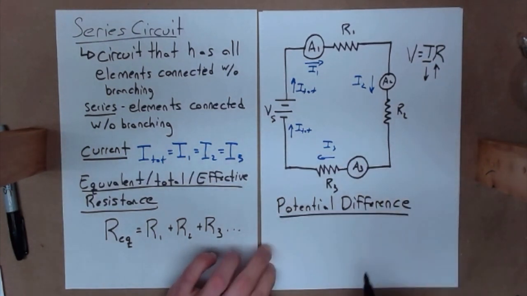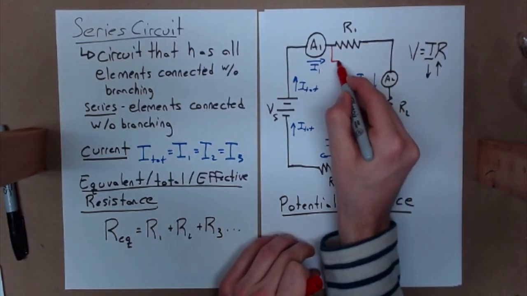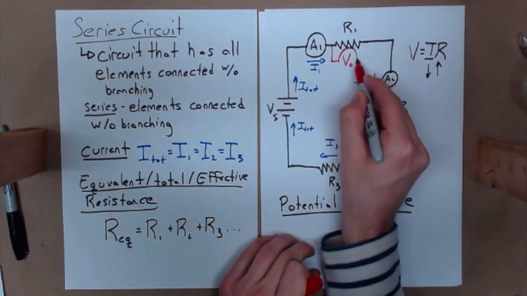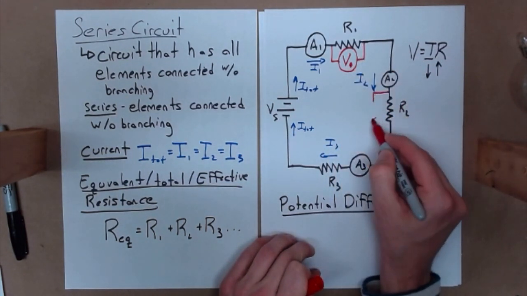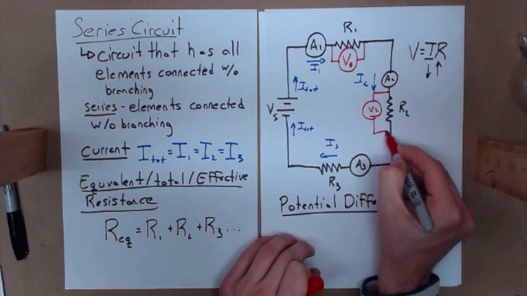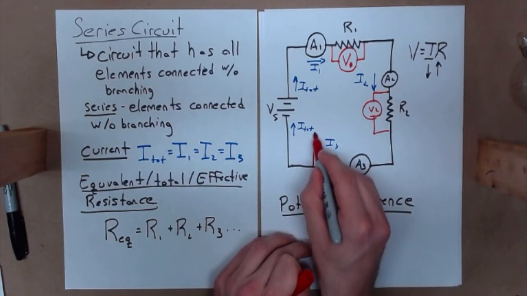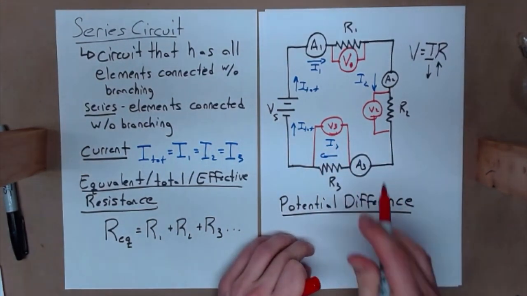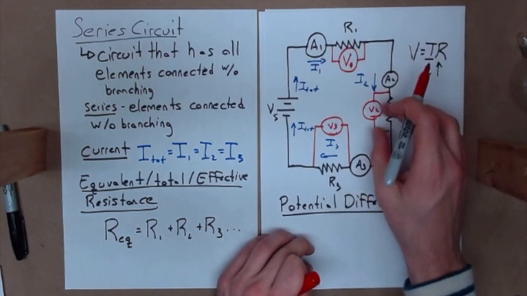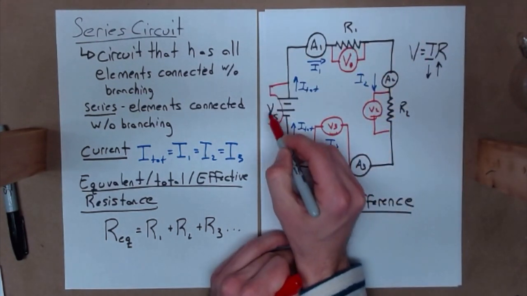How does the potential difference across each of these resistors relate to each other? To discuss that, we're going to want to take some voltmeters and read the potential difference across each resistor. Okay, so you can see we're taking our voltmeter and putting it here, here, and here, and we're going to compare that to whatever this reads here.